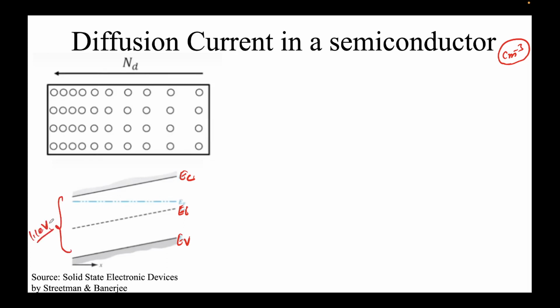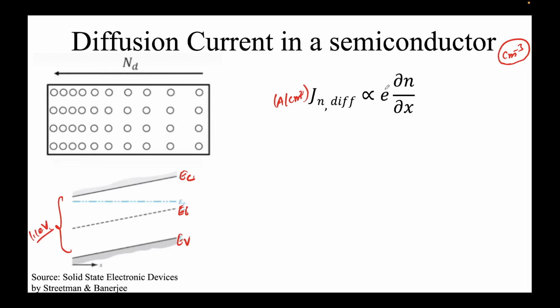Fine, good, but that's not the complete picture. I need to know the current due to this movement of electrons, because remember there are a higher number of electrons here and fewer here. So if the electrons are moving, there must be some current, right? That's called the diffusion current. J diffusion is the current density, with units of amperes per centimeter square. Diff stands for diffusion, and it is proportional to the electronic charge, naturally, and the concentration gradient.